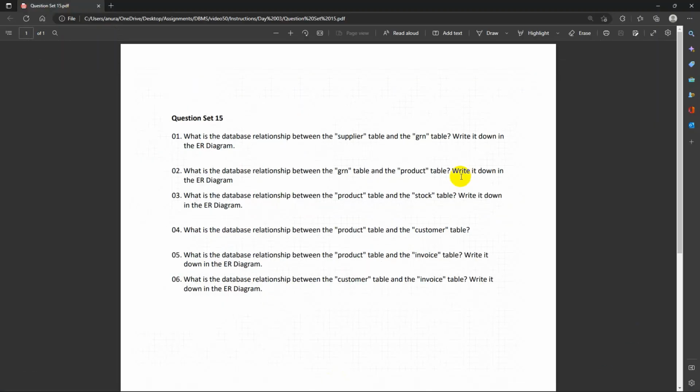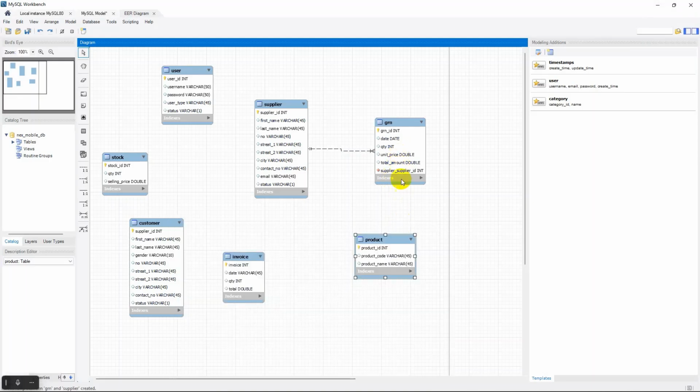What is the database relationship between the GRN table and the product table? Write it down in the ER diagram. Usually there is a one to many relationship because one supplier can supply many items, but in this scenario they included unit price and the quantity in our GRN table. So according to this question, this is a one-to-one relationship.